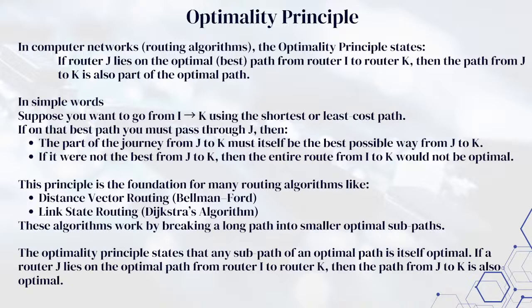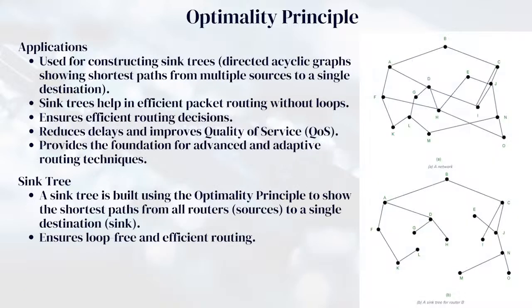Okay, so here again I'm reminding, when it comes to the optimality principle, that optimality principle states that any subpath of an optimal path is itself optimal. If a router J lies on the optimal path from router I to router K, then the path from J to K is optimal. Okay, so here we are going to learn it in a detailed way.